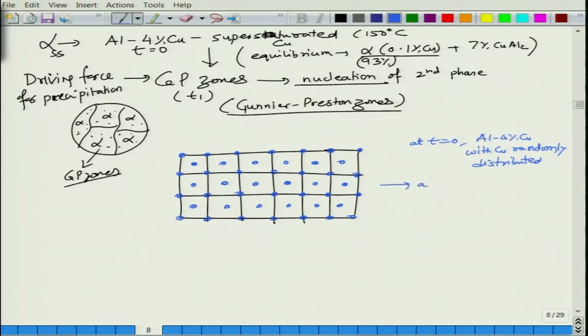Now at T equal to T1, when GP zones form, basically GP zones start forming in the form of, let's say, these middle ones are basically copper ones. So some of the copper ones are moved out, and as a result it leads to distortion of the lattice. The distortion of the lattice causes the lattice to bend around, so you can have some bending. So this atom may move to, let's say, this position, this atom may move to this position, so there is a slight shift, let's say.